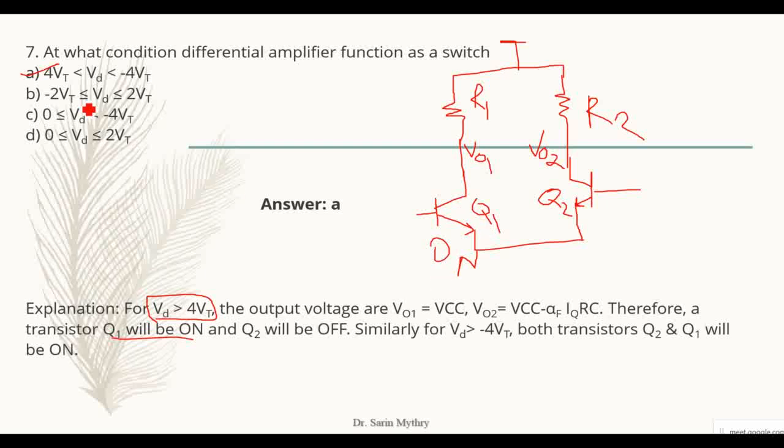And in the second case, what's the second case? We have taken up to now the first case. What's the first case? Whenever the VD is greater than 4 VT. What's the second case now? Whenever the VD is greater than minus 4 VT, both the transistors Q1 and Q2 will be on. So because of this reason, the first condition will be the correct answer. Answer A is the correct one here.